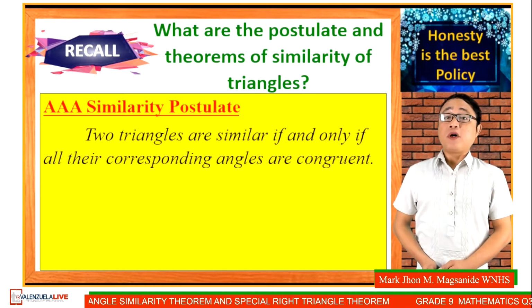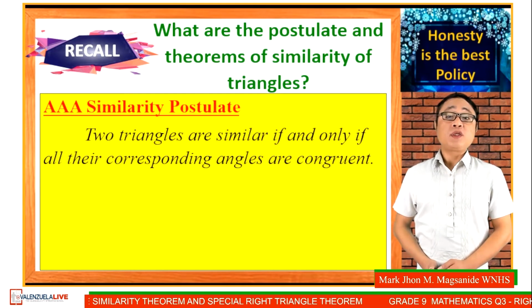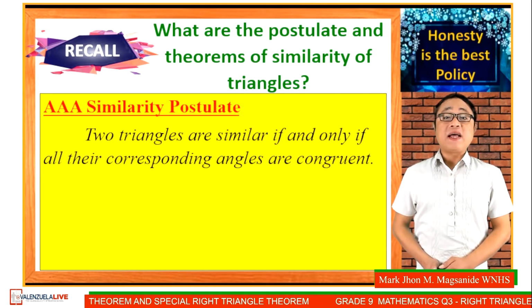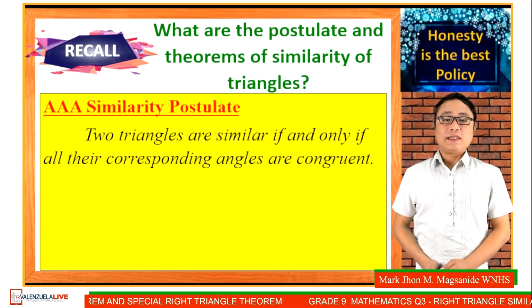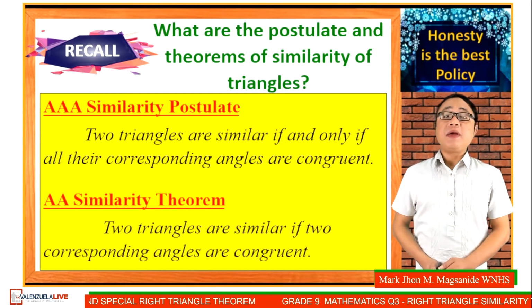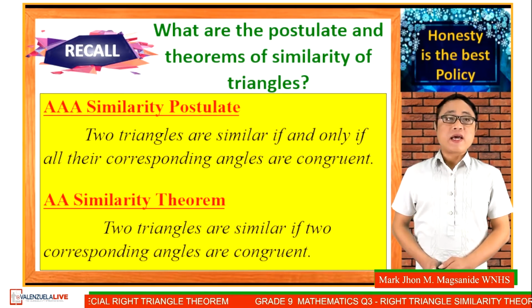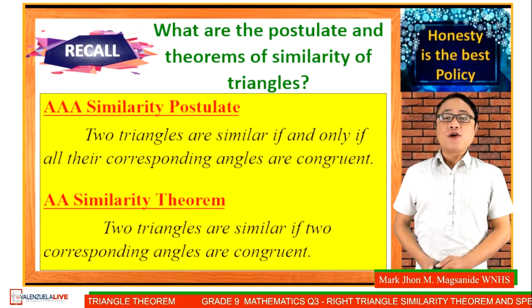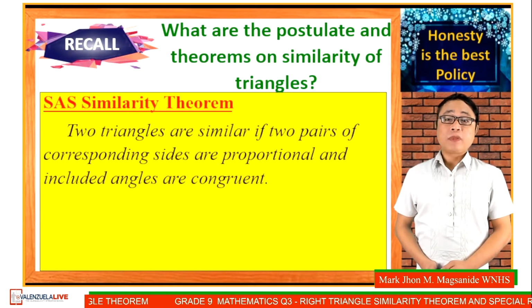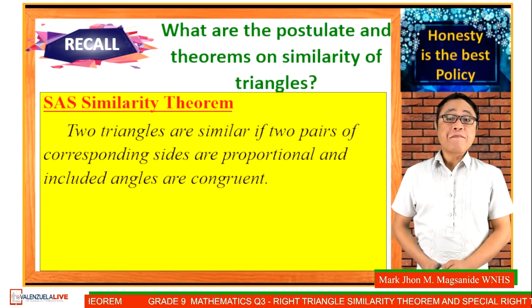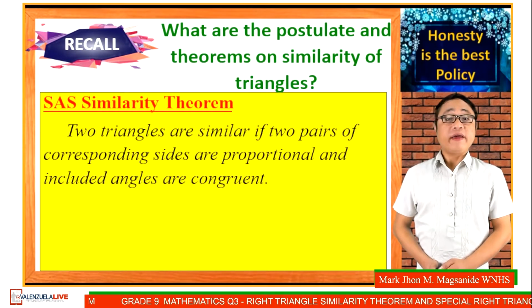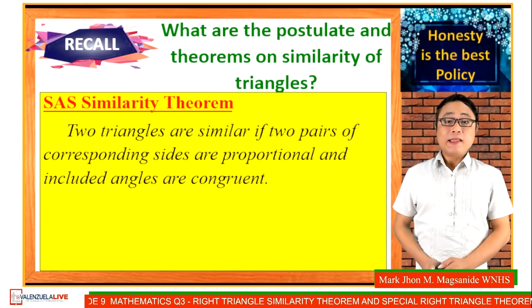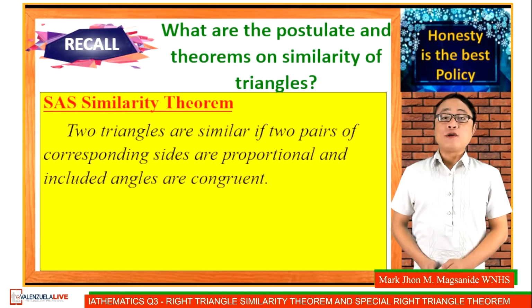AAA similarity postulate is the first, where two triangles are similar if and only if all their corresponding angles are congruent. Second, AA similarity theorem. Two triangles are similar if two corresponding angles are congruent. Number three, the SAS similarity theorem. Two triangles are similar if two pairs of corresponding sides are proportional and included angles are congruent.